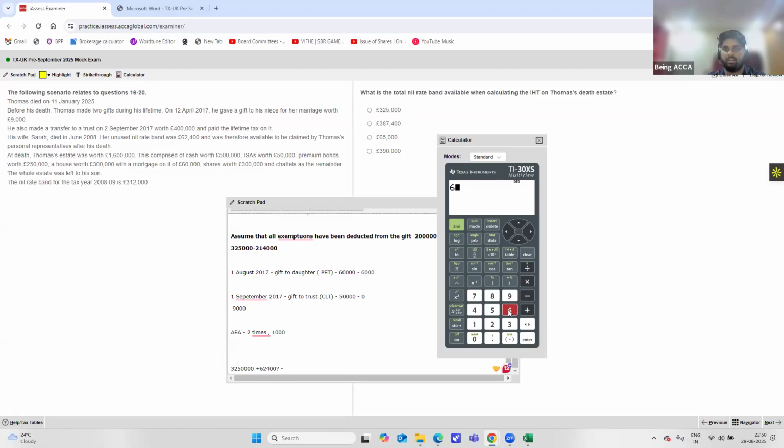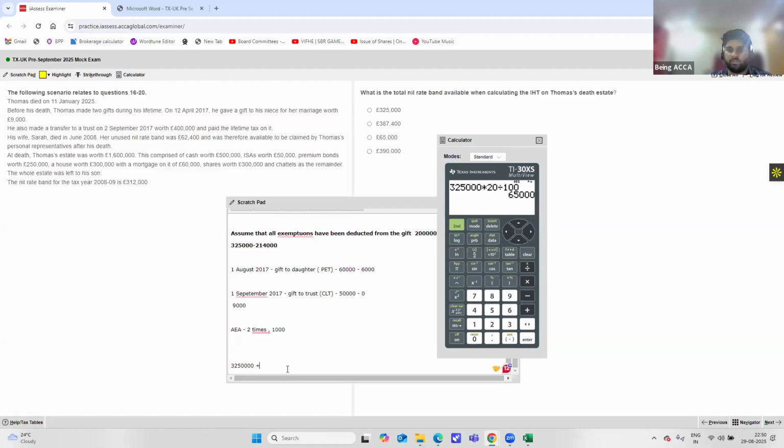percentage of unused. Exactly. It will be 62,400 divided by 312,000, which gives you 20%. Because it is 20%, that should be applied to 325,000, which will give you 65,000, an additional 65,000. So it will be 325,000 plus 65,000 is how you'll be calculating it. And yes, you get 390,000.